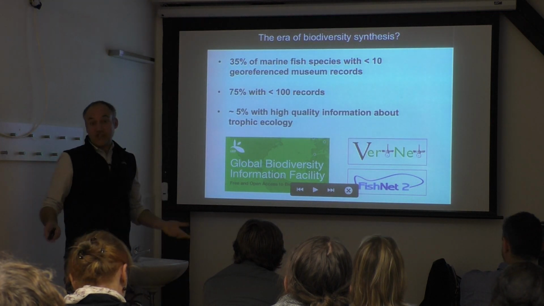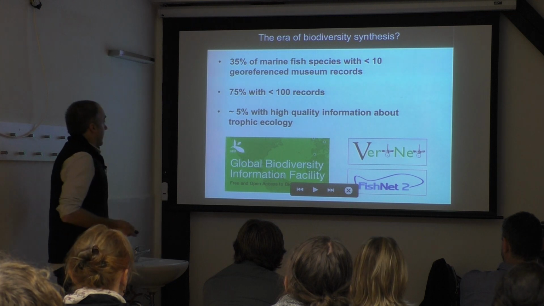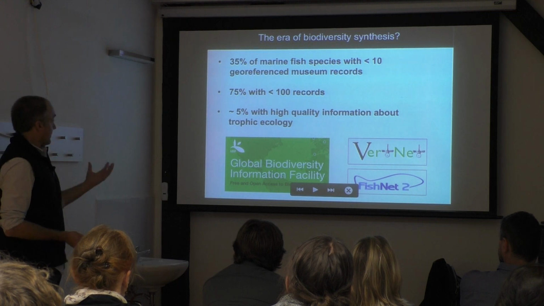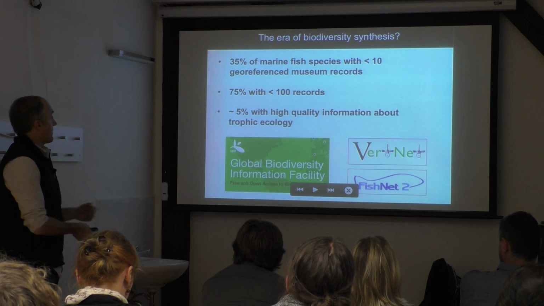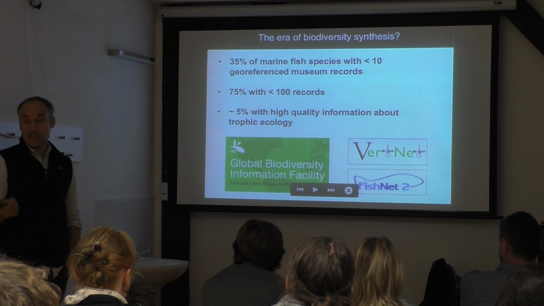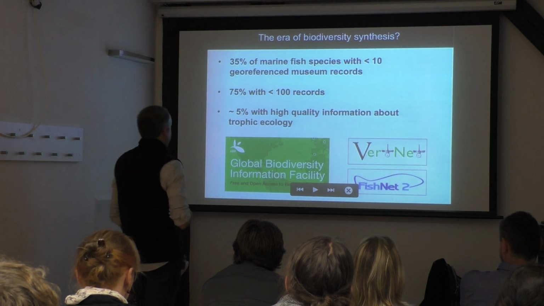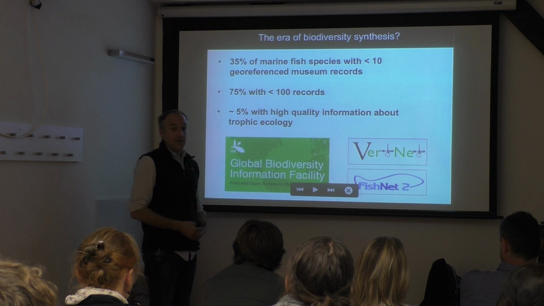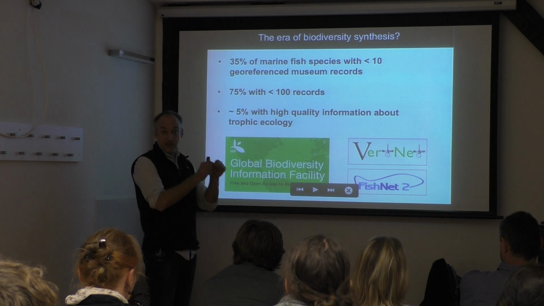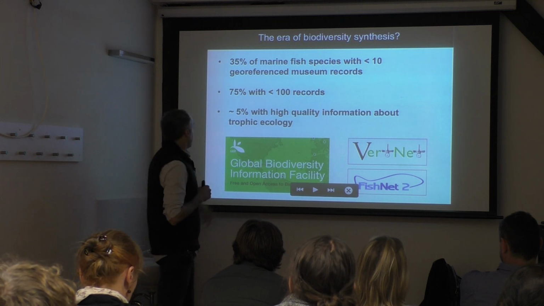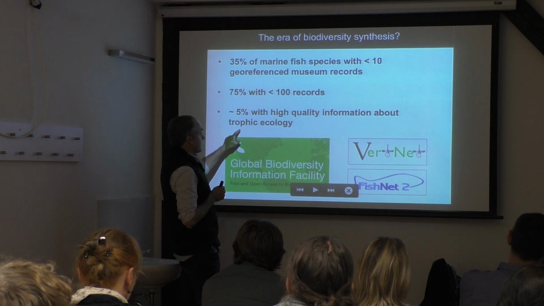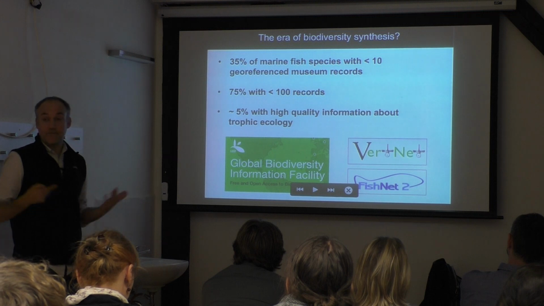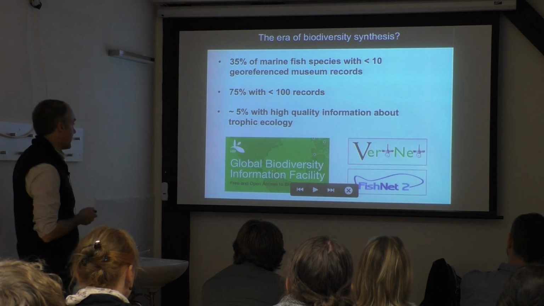Well, let's just take our fish data set as an example here. Across our fish data set, about 35% of the species are represented by fewer than 10 georeferenced museum records. About 75% have fewer than 100 records. And mind you, those are 100 records where 80 of them might have come from a single spot where people were doing a particular research trawl. And only 5% of species have actual quality information about trophic ecology associated with them on FishBase, which is sort of the largest aggregator of fish ecology and natural history information out there.